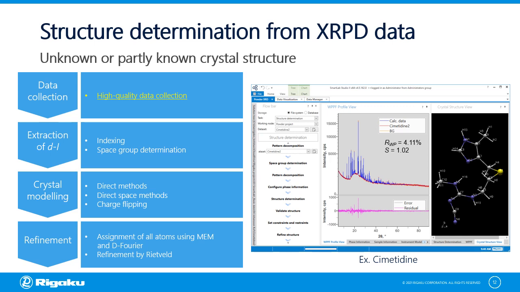We must have software that enables us to do indexing, space group determination, structure modeling, and structure refinement. Our analysis software, SmartLab Studio 2, has all the features in one software package.